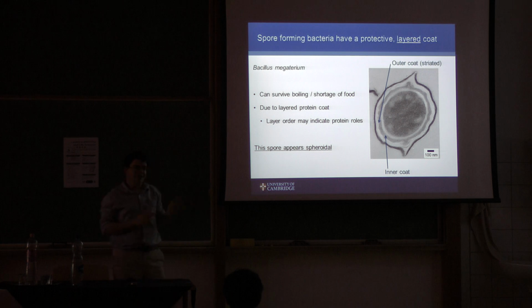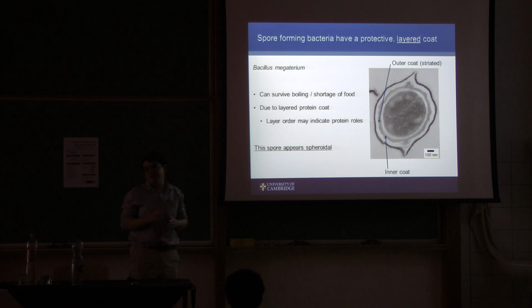For example, anthrax is a spore disease. Anthrax is dangerous because it can survive in the soil for a long time, and then it can come out and infect people. Another spore disease, which is probably medically more important because it's more common, is Clostridium difficile, or C. diff.